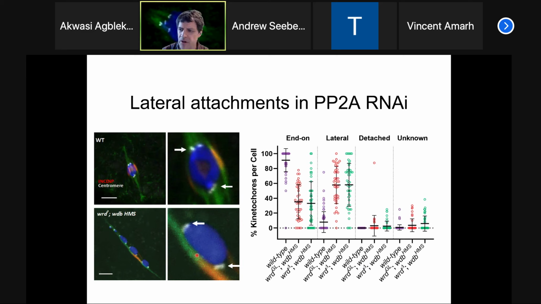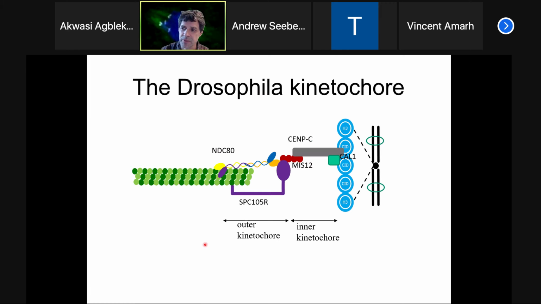What you're seeing here are lateral attachments. The microtubules are not ending at the kinetochores. The kinetochores seem to be moving along the sides of the microtubules, and that's graphically assessed over here. In wild type, most kinetochores are making end-on attachments, like shown in this picture, but in PP2A knockouts, most kinetochores are making lateral attachments, like shown in this picture down below. So PP2A activity, removing the phosphorylation of Aurora B, seems to make kinetochores attach end-on to the microtubules.